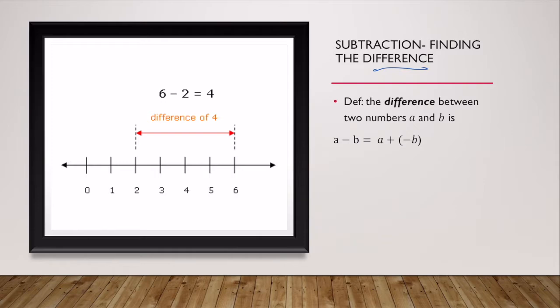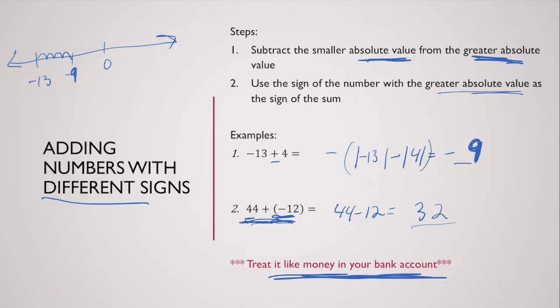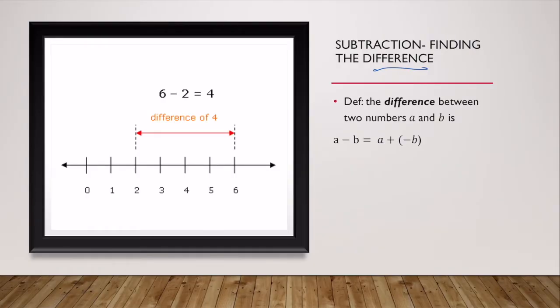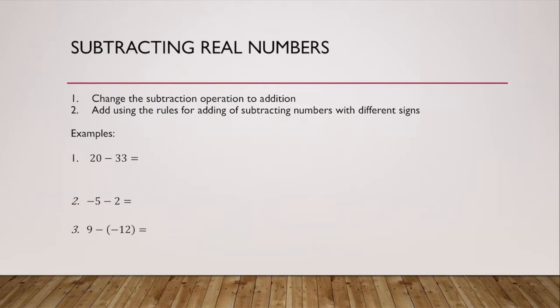Subtraction is known as finding the difference. The difference between any two numbers, a minus b, is the same as a plus a negative b. That's how I could rewrite in the previous example 44 plus -12 as 44 minus 12. It's finding the difference. So the text says that when we're subtracting real numbers, we need to change the subtraction operation to addition and use the rules for adding numbers of different signs, i.e. that absolute value method. I don't think that's the most beneficial method.